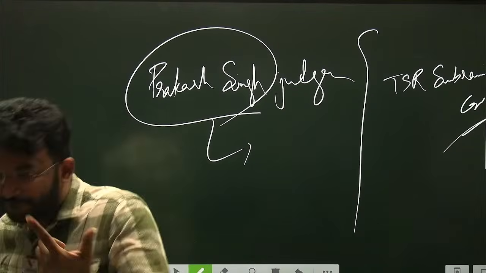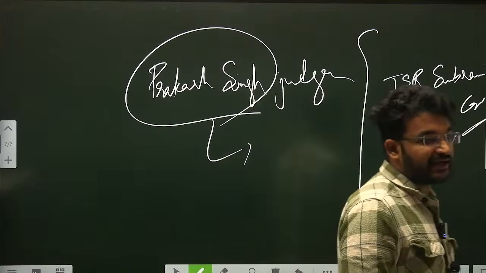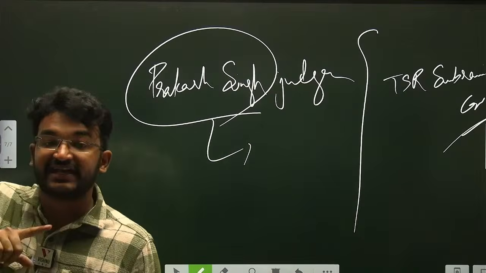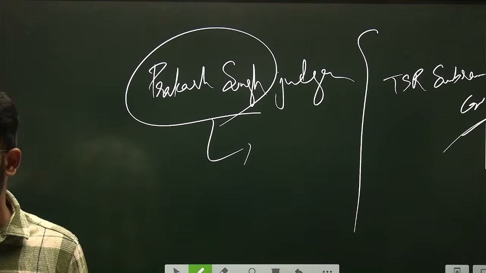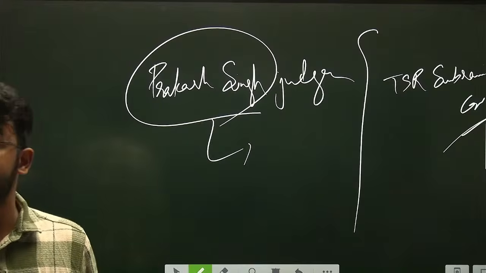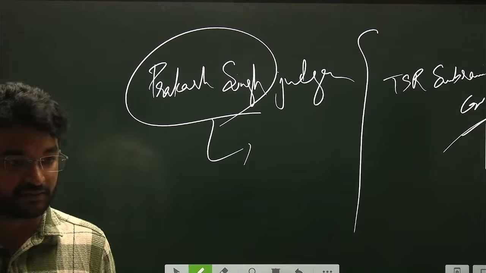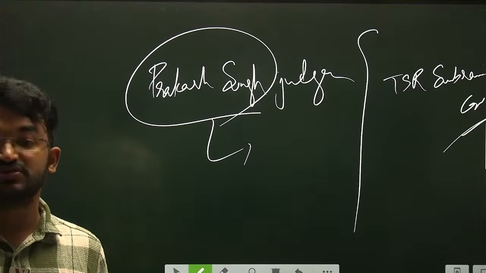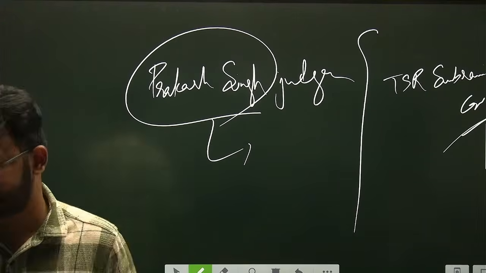Right. If data is a new oil, data centers are the new refineries of the 21st century. Data ni crude oil nundi petrol, diesel ga marchtunnamu. Data ni we are changing into usable information. Right. Data is raw, information is usable. Understood?